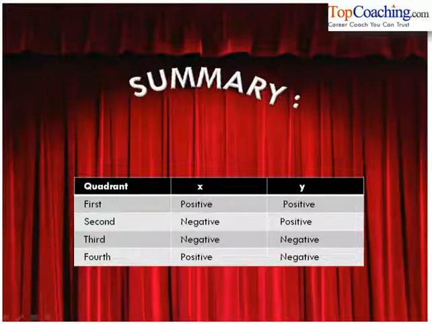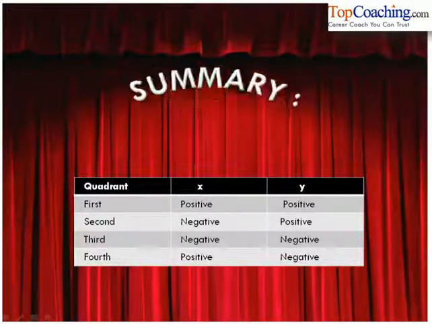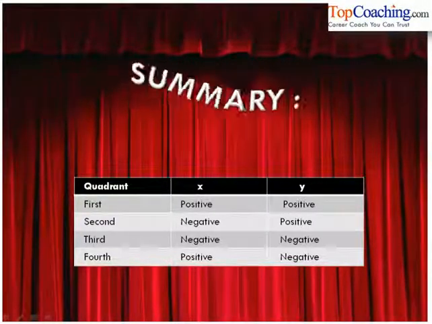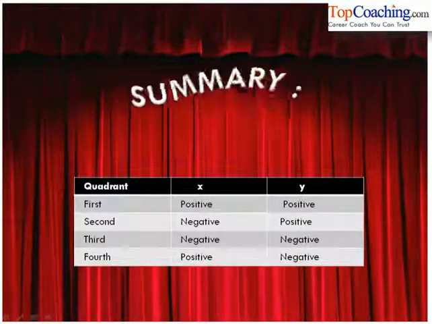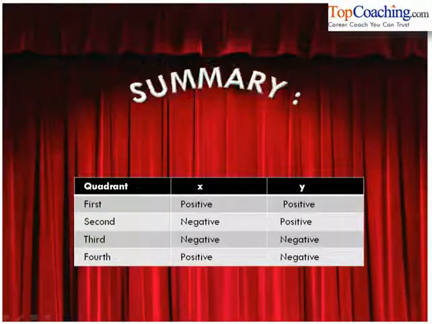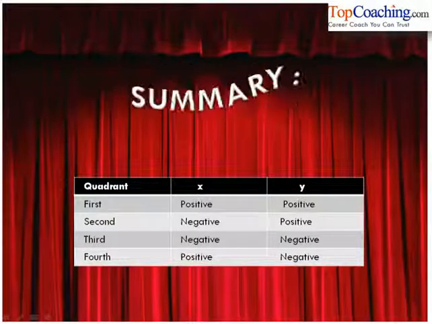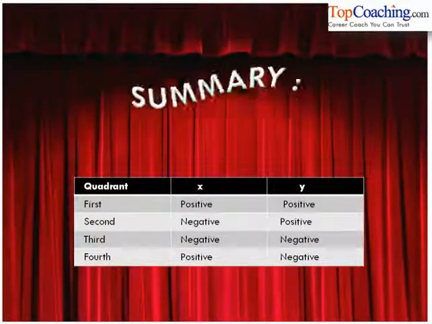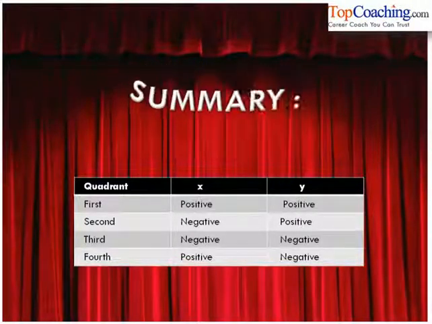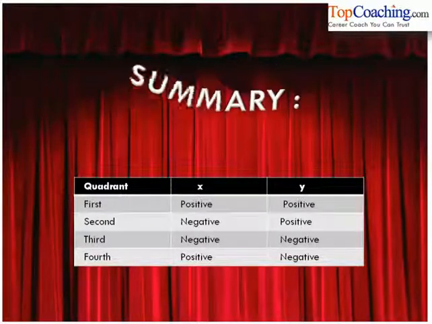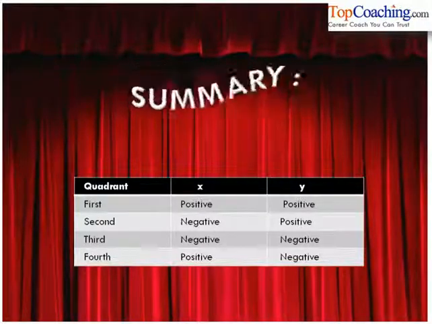If the point lies in the second quadrant, then the abscissa would be negative and the ordinate would be positive. So the x-coordinate is negative and the y-coordinate is positive. If the point lies in the third quadrant, then the x-coordinate would be negative and the y-coordinate would also be negative. And if the point lies in the fourth quadrant, then the x-coordinate would be positive and the y-coordinate would be negative. So simply the signs of the coordinates help us to decide in which quadrant the point lies.